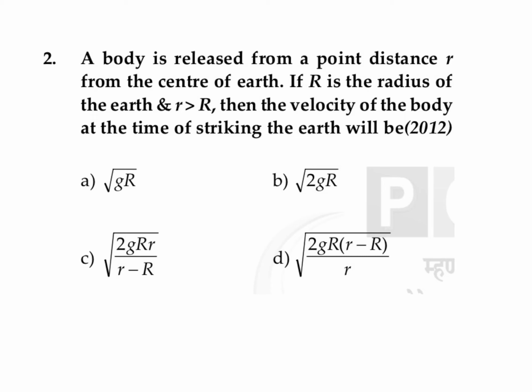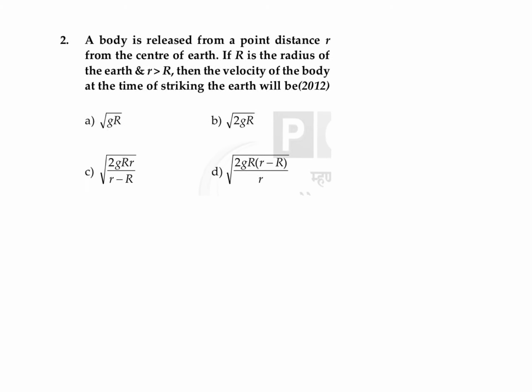A body is released from a point at distance r from the center of Earth. If R is the radius of Earth and it is given that r is greater than R, then the velocity of the body at the time of striking the Earth will be.